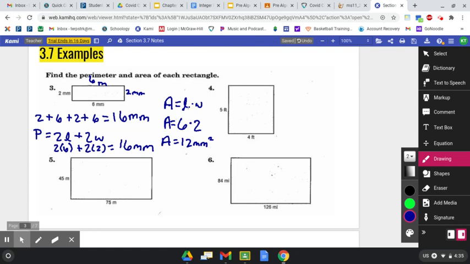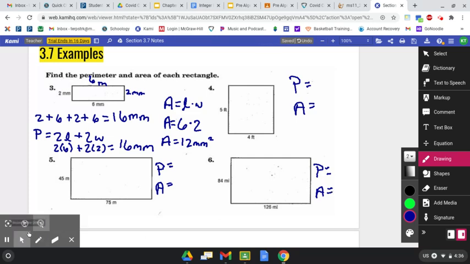So go through example 4, 5, and 6 there and list the perimeter and the area for each figure. Right, so you want the perimeter and the area. Make sure you have the correct unit. So pause the video here and try those three examples.